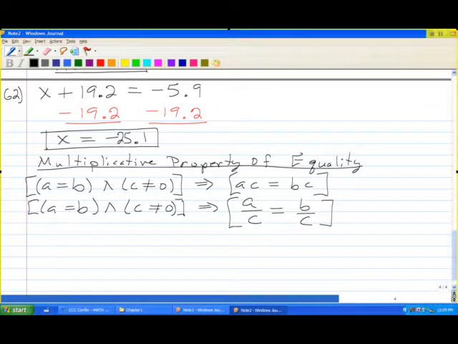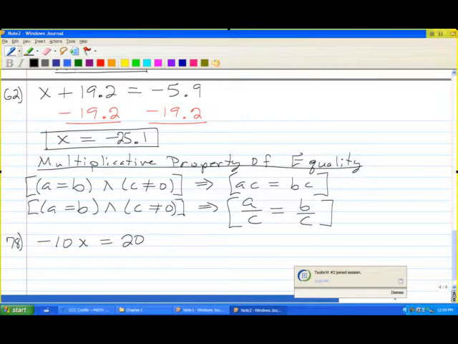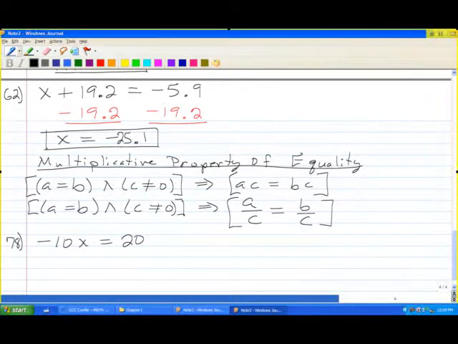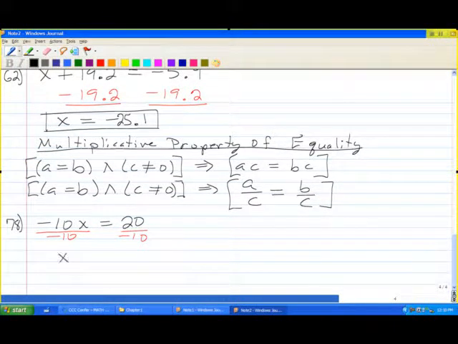So let me do some further examples. Let's say problem number 78. Negative 10x equals positive 20. Okay, so in this case, I want to solve here for x. So notice that I'm multiplying by negative 10. Since I'm multiplying, I want to get rid of that negative 10. The way I can get rid of that negative 10 is by doing the opposite operation. The opposite of multiplication is division. So I can divide both sides of my equation by negative 10. Positive divided by negative is negative. 20 divided by 10 is 2.